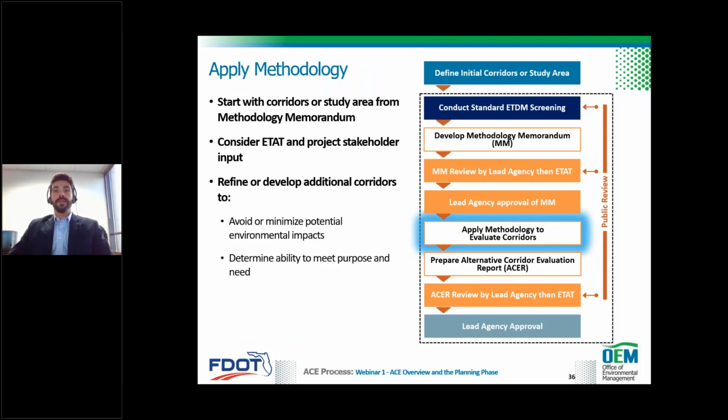Once the lead agency approves a methodology, this is where the fun begins. This is where you apply the process from the methodology to evaluate. This is where the most effort will be expended for the study. The evaluation is going to be based on the initial data, criteria that's been established in the agreed upon methodology memorandum, including ETAT commentary, stakeholder input, and initial analysis. That'll be your starting point. One of the early steps at this stage when applying the methodology and evaluating is to refine corridors to avoid or minimize potential environmental impacts and to identify new corridors.